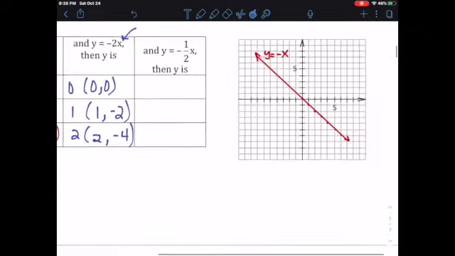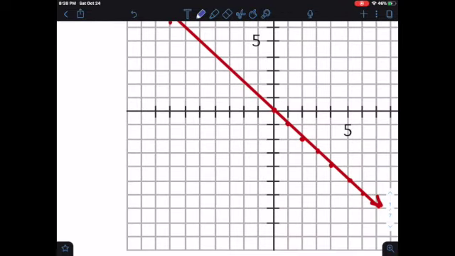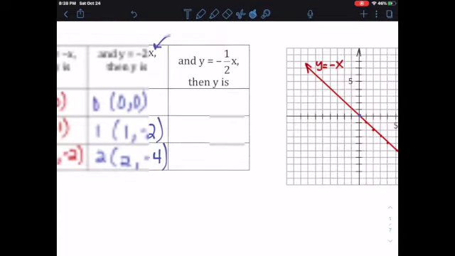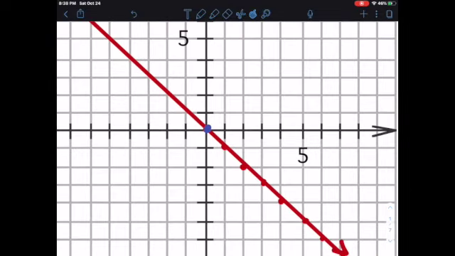So that's going to be 0, 0. And the next one, 1, -2, and 2, -4. And therefore your line is going to look like this.